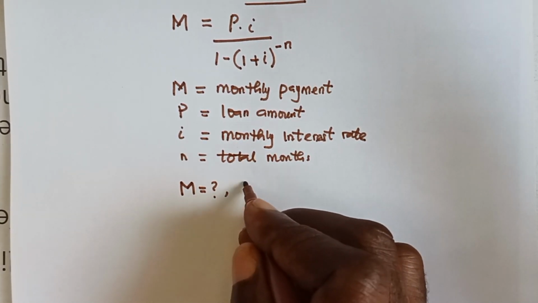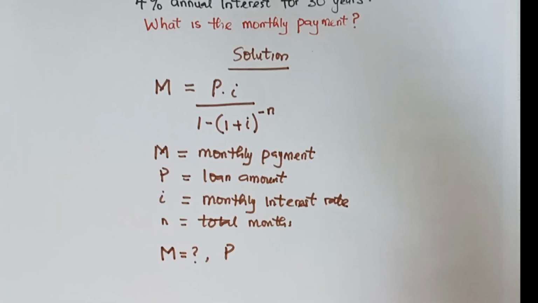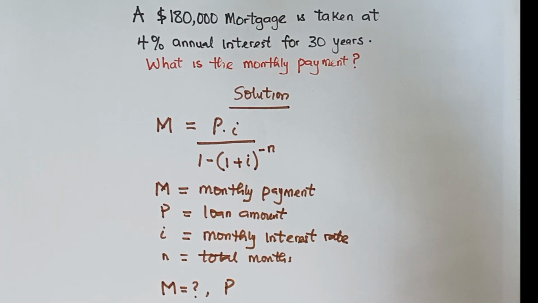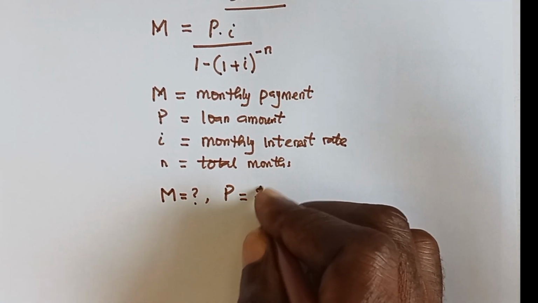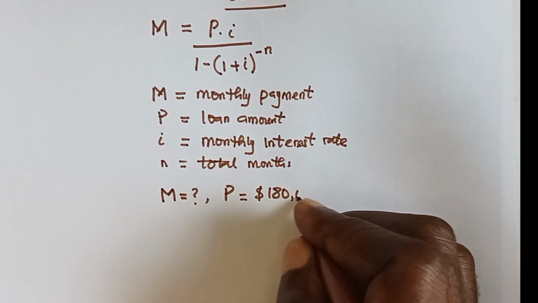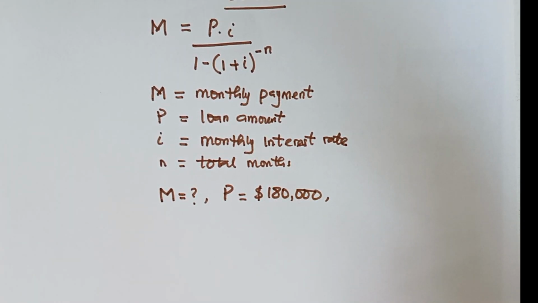So what is our P? Our P is the loan amount, and from the question, our loan amount is $180,000. What else do we need? We need our I, which is the monthly interest rate.